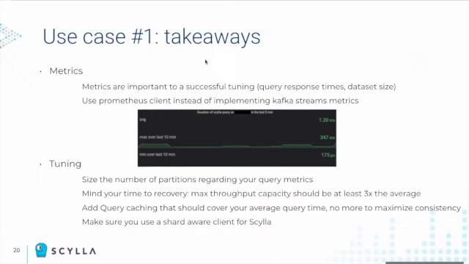Tuning. Tuning is important in such a pipeline. Size the number of partitions regarding your query. That's important. Mind your time to recovery. You should be able to have at least 3 times the average of your throughput. Add query caching, but no more than your query execution time to maximize your consistency. And of course, make sure to use a shard-aware client for Scylla. Next slide, please.